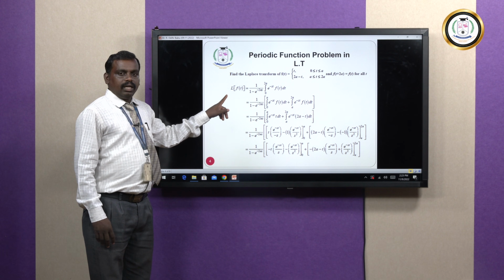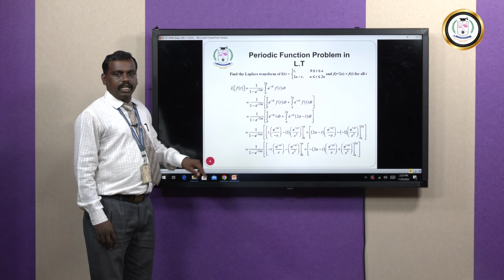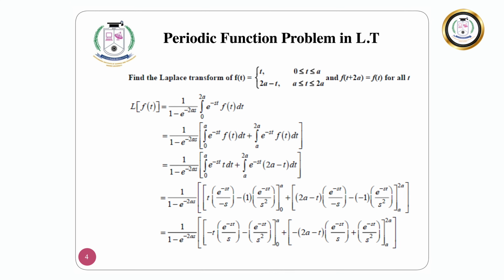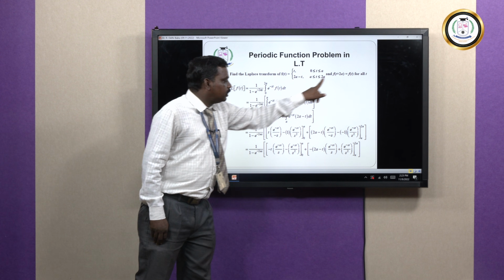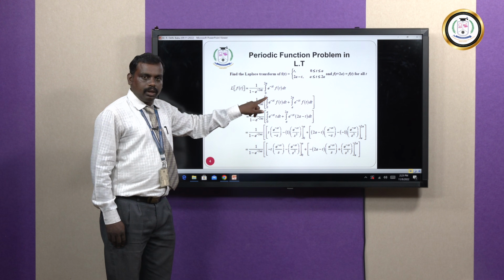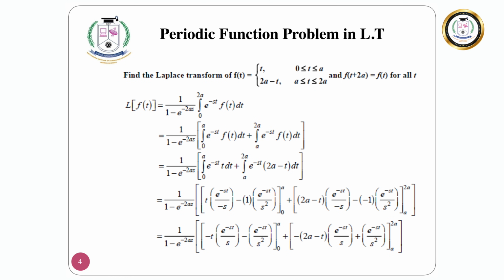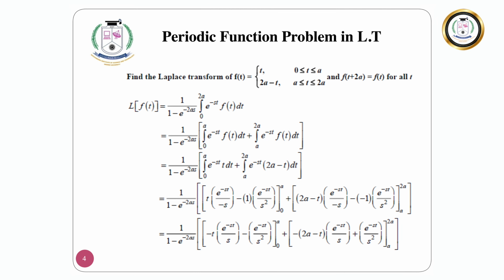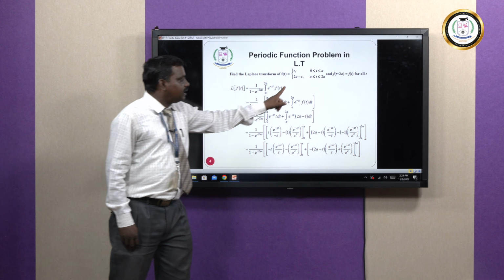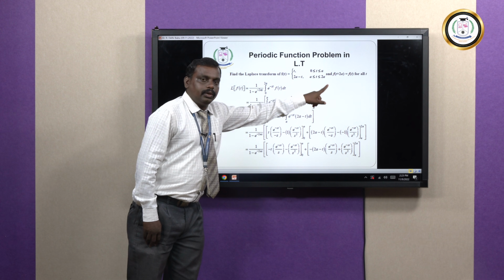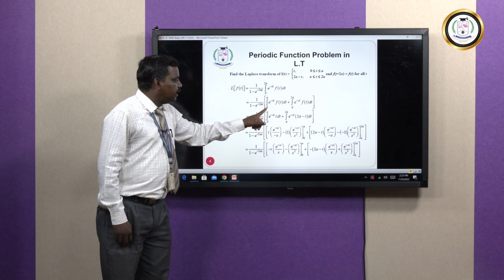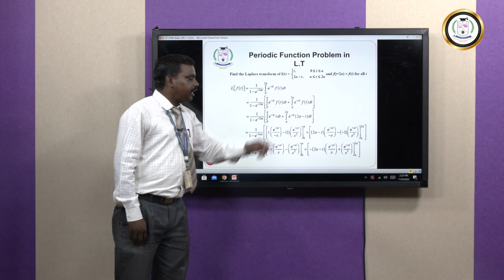Now, already you know the Laplace transform of a periodic function. L of f of t is equal to 1 by 1 minus e power minus your period, your period for this problem is 2a, into s, integral 0 to your period. That means integral 0 to 2a e power minus st into f of t dt. Now, 0 to 2a is defined as 0 to a and a to 2a. So, two parts, they split it. Hence, this integral I will write as integral 0 to a plus integral a to 2a.